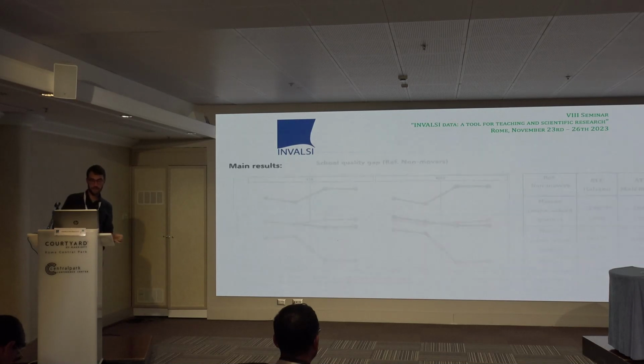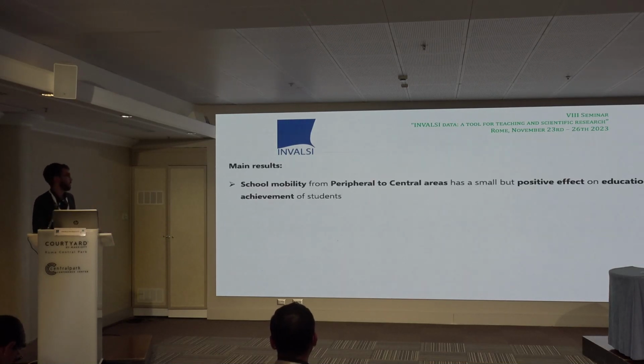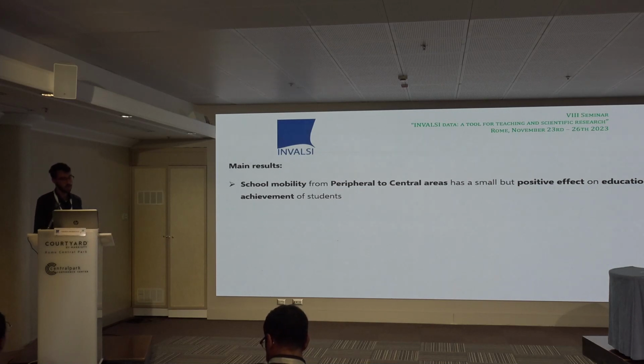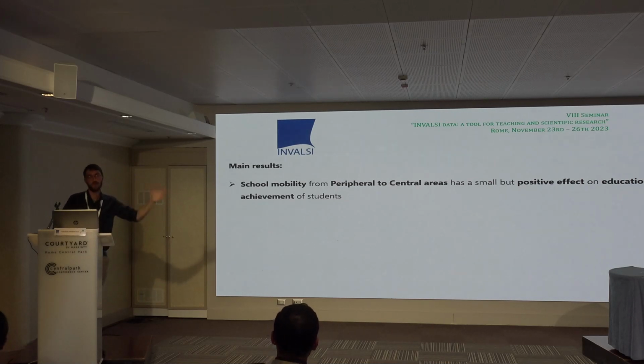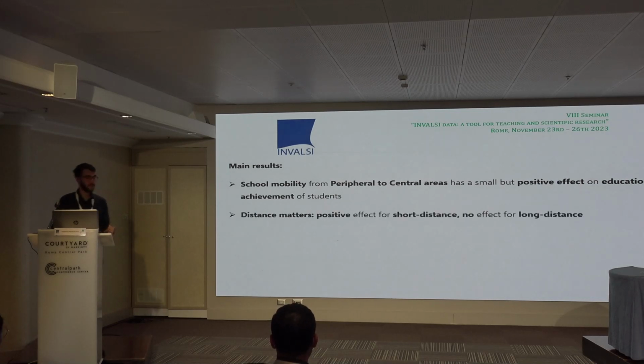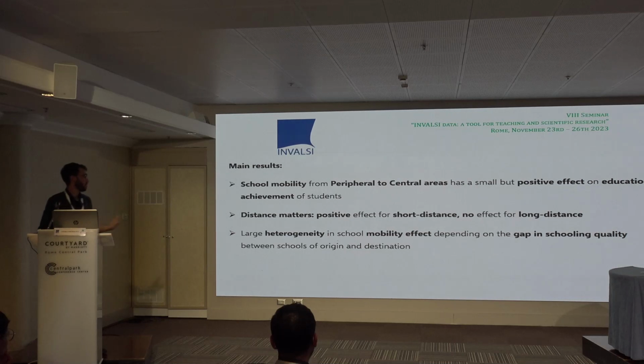So, to conclude, school mobility from peripheral areas to central areas has a small but positive effect on the educational achievement of students, measured by the INVALSI score, for both Italian and mathematics. However, it is interesting to note that distance plays a paramount role in shaping this effect, as there is a positive effect for short distance and no effect for movement over long distance. And there is also quite large heterogeneity depending on the gap in schooling quality between the school of origin and the school of destination.